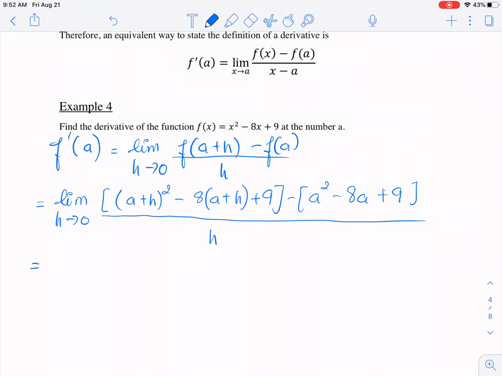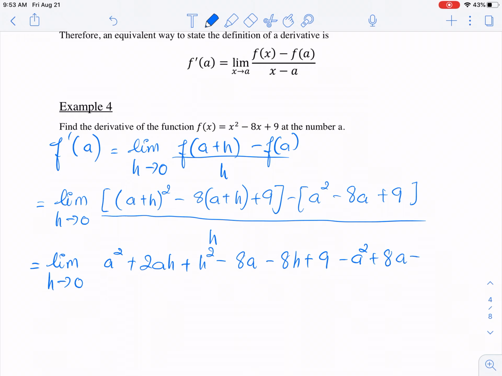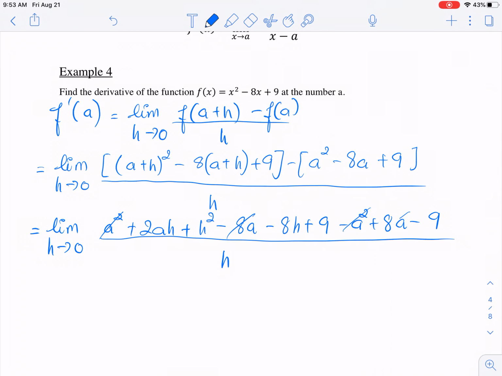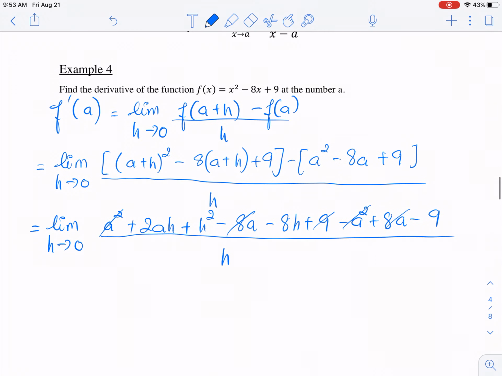So let's FOIL. A squared plus 2ah plus h squared minus 8a minus 8h plus 9 minus a squared plus 8a minus 9. Hopefully I didn't make any mistake. All right, let's cancel. This one with this one, this one with this one.